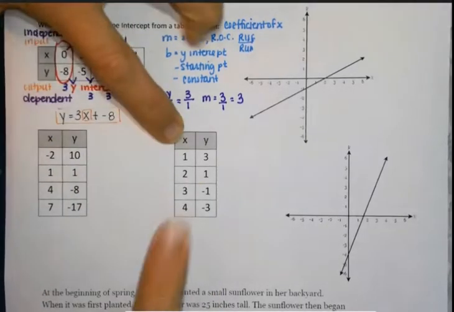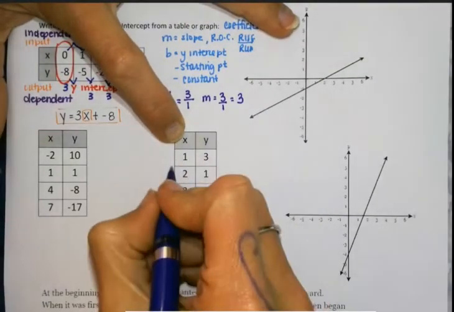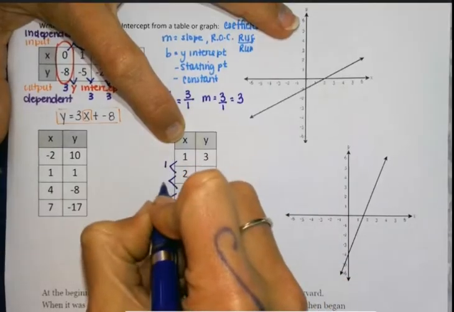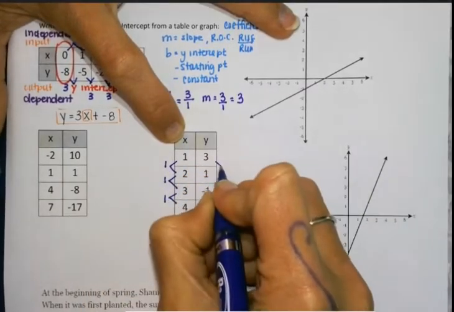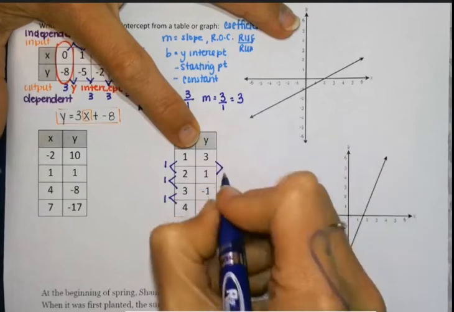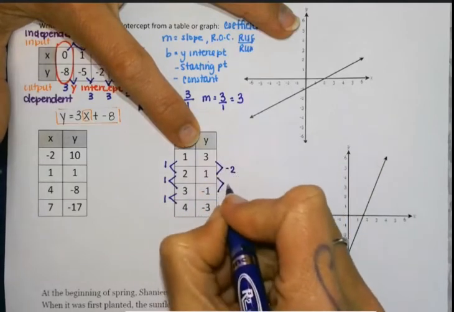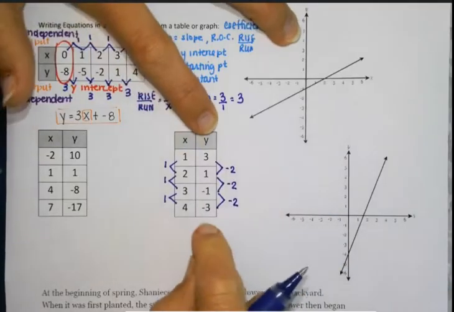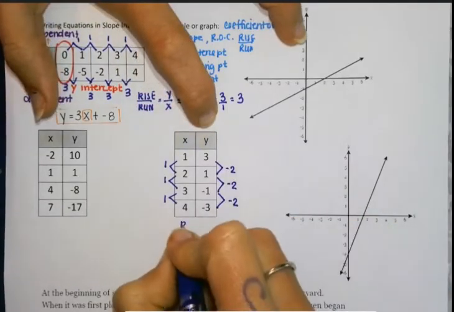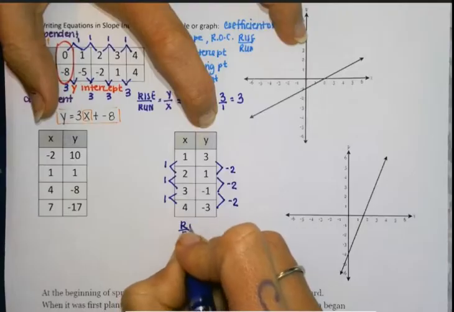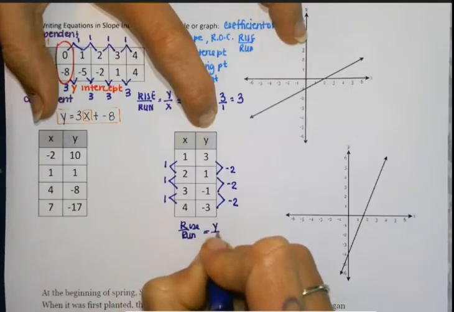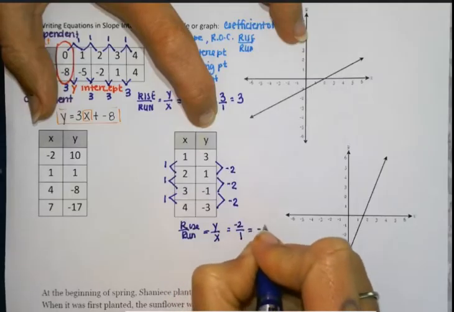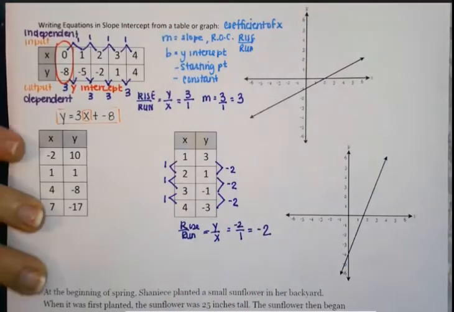All right, I'm going to go to the next one. First two, I kept it pretty easy. So from 1 to 2, 2 to 3, 3 to 4, consistently increasing by 1. From $3 to $1 means I spent 2. Spent 2 again, and I spent 2 again. Rise, so y over x, so rise over run, y over x. It's a -2 over 1. So again, it's going to show up just as a -2 whole number for your slope.